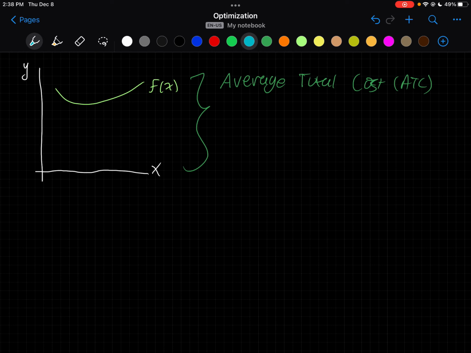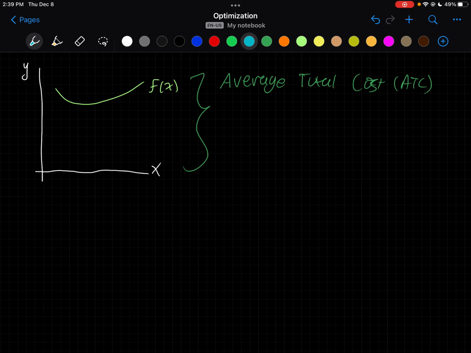For example, in this depicted graph, it could be the average total cost of a firm. Basically, that is the cost that a firm must pay in order to produce a certain output of quantity and production. And so it might be useful for them to find out, okay, where can I operate at the minimum ATC? In other words, where can I operate at the minimum level of cost while also getting the most out of my production? As you know, optimization can help with that.